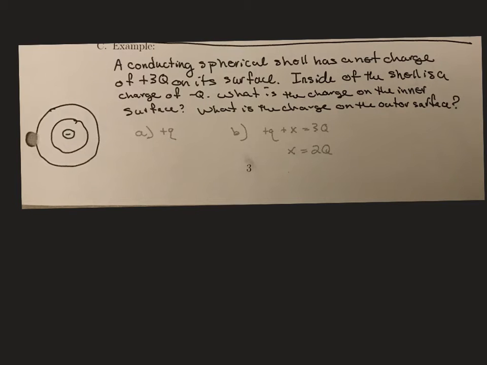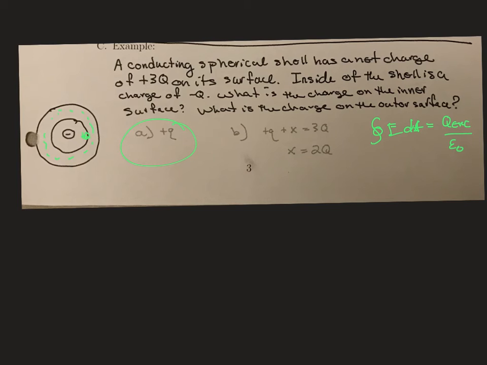Alright, so remember we're going to draw our Gaussian surface, so that inside of that needs to be a net Q of 0, so that our electric field, when we apply Gauss's law, is equal to 0. So since there is a negative Q here, that means to balance that out, we need a positive Q. Alright, so that's what we get here.